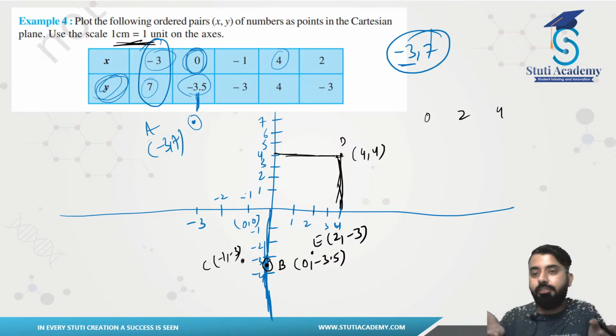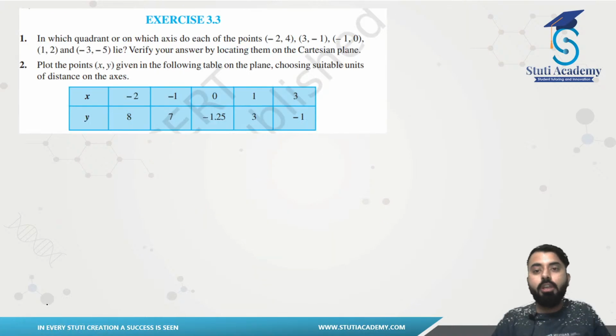Either it will be of 1 centimeter or 1 unit, or it can be of 2 units. So remember, that will be the case here. Now let's see, what do we have? So we have your final exercise 3.3, in which we have to see in which quadrant the points will lie. You just have to tell in which quadrant they will be lying.